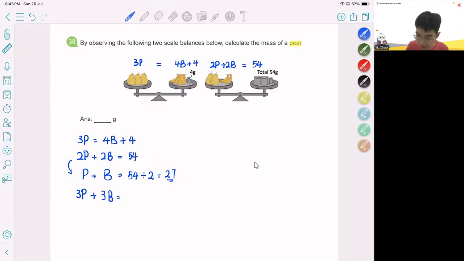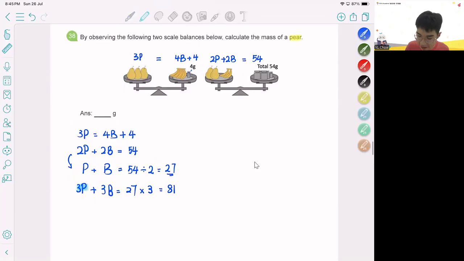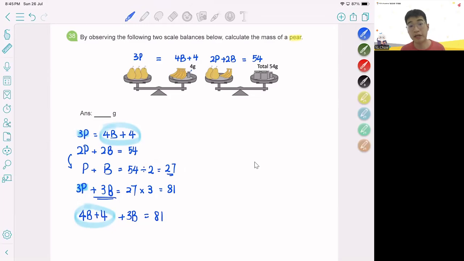Now, if one set is 27, three sets will just be 27 times 3 equals 81. Three pears and three bananas is 81. And now, since we have three pears already, we can replace it with another form, four bananas plus four. So let's replace it overall. It becomes four bananas plus four. And don't forget the original three bananas.